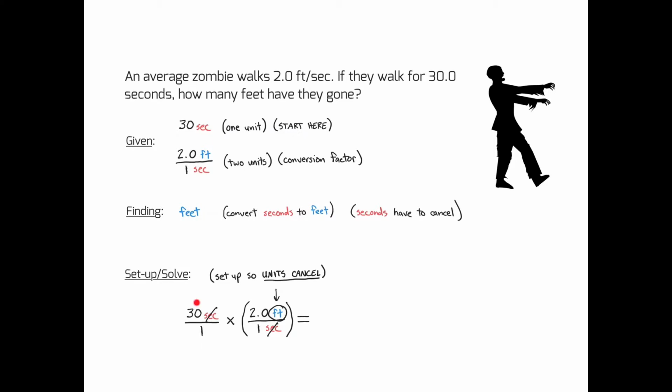So we multiply 30 times 2. We can divide by 1, but it's not going to change our answer. And what we get is 60 feet, which is going to be our final answer.